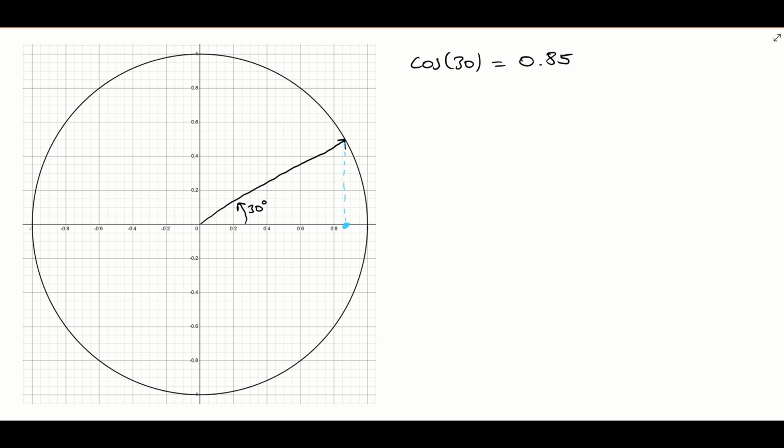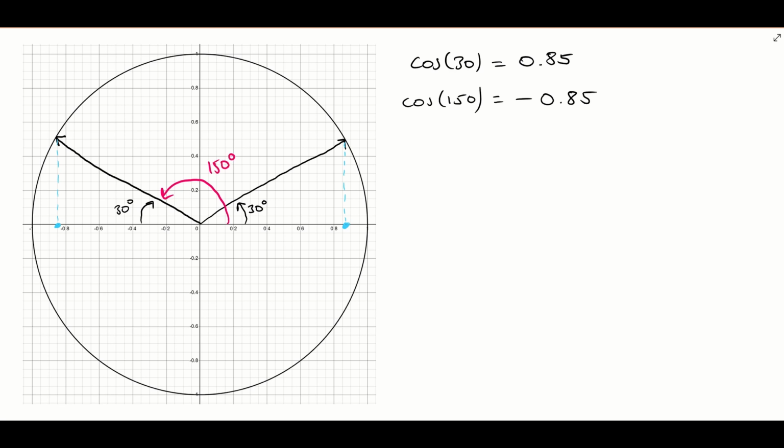Now, what happens if I reflect this angle in my y-axis, like we did with the sine? What's going to happen there? Well, let's reflect it in my y-axis. So let's come out here, right? And so I've reflected it in my y-axis, and I come down and I measure that value onto my x-axis. Well, here I get negative 0.85, and the angle that I've measured here is just my 150 again. That's my 180 minus my 30, right? So this angle to go all the way around would have to be 150.